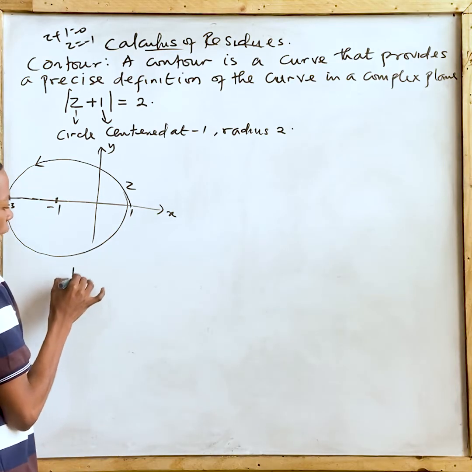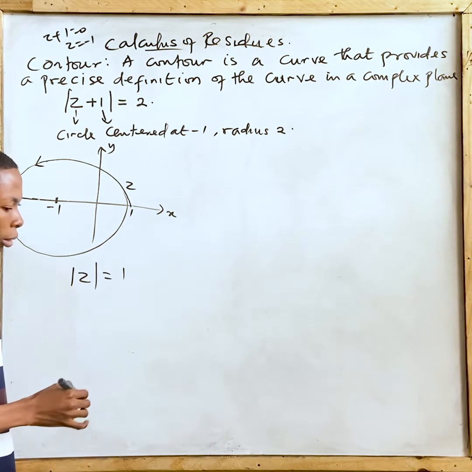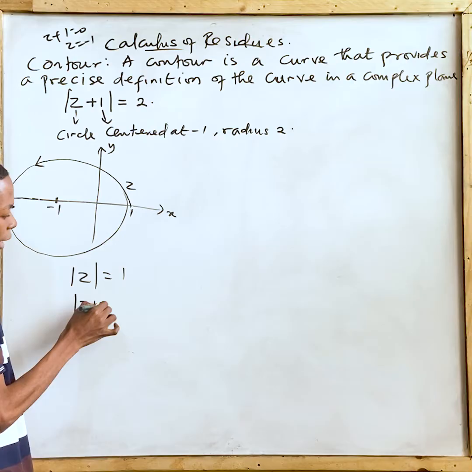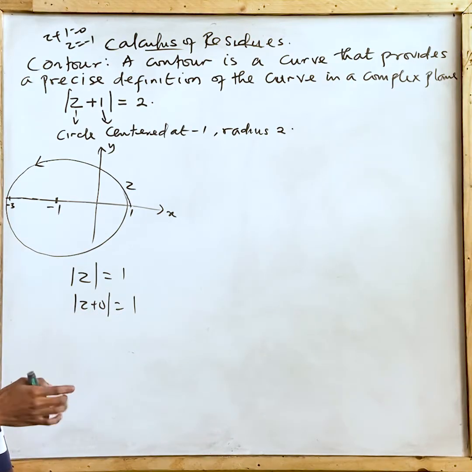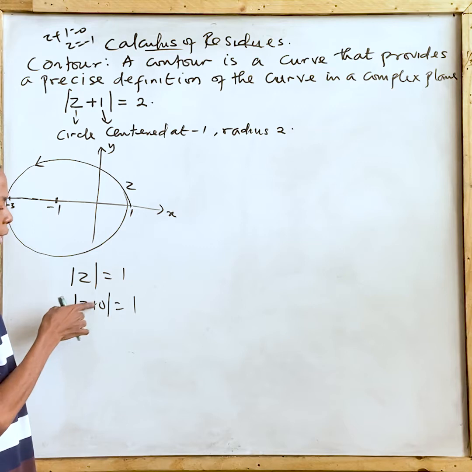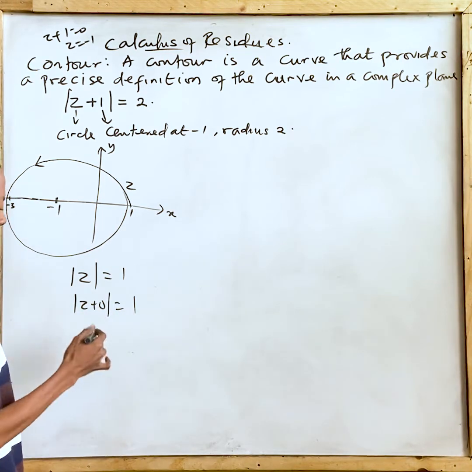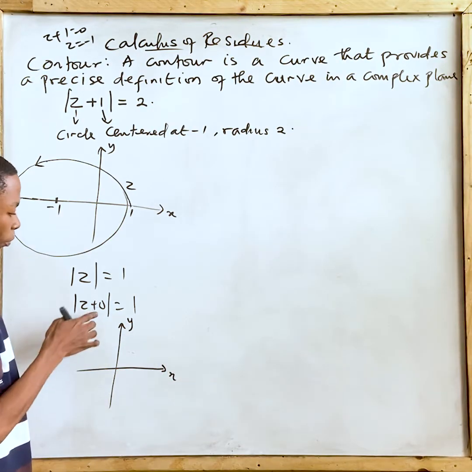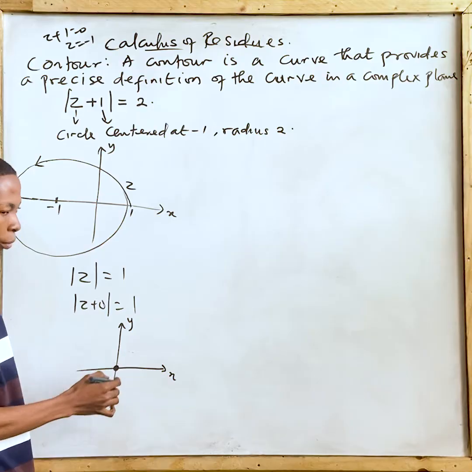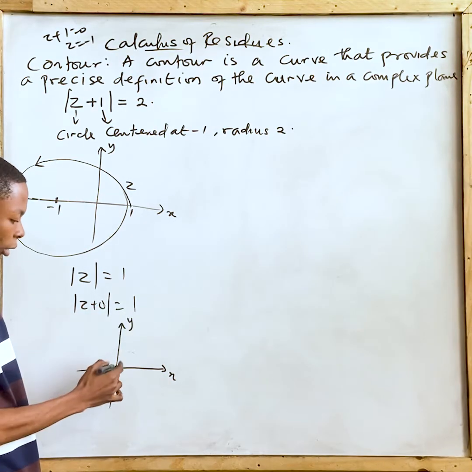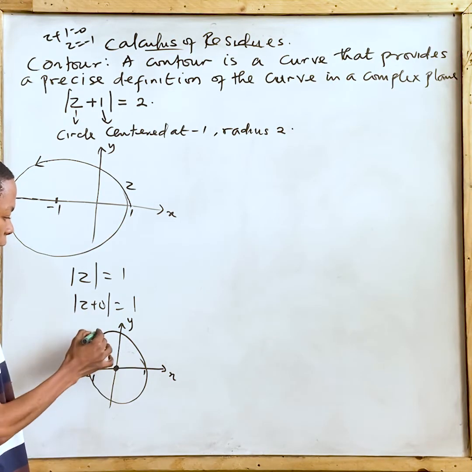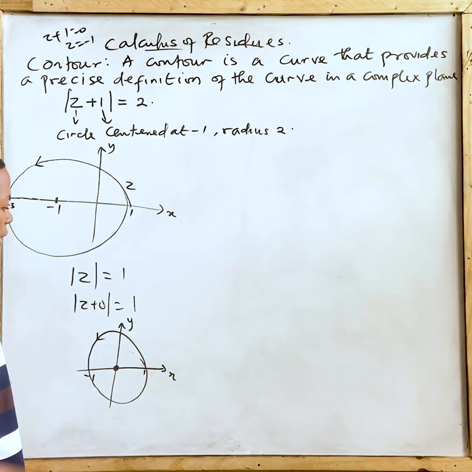If I also have absolute value of z equals 1, this one doesn't have anything here. It's like having z plus 0 equals 1. It means z is a circle centered at 0, radius 1 unit. If I want to sketch the contour, it will be like y, x, 0, which is the origin, will be our center. Then the radius will be 1. From here to here is 1, from here to here is minus 1. Then we are going to have a path like this. So that is a contour, absolute value of z equals 1.